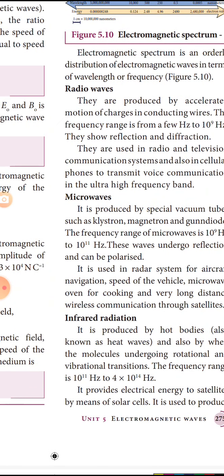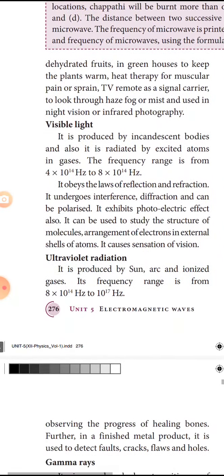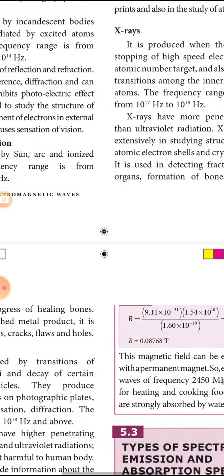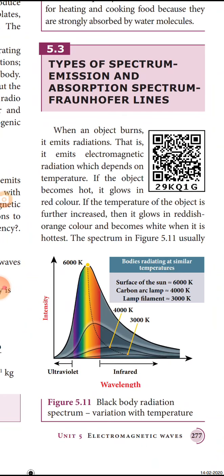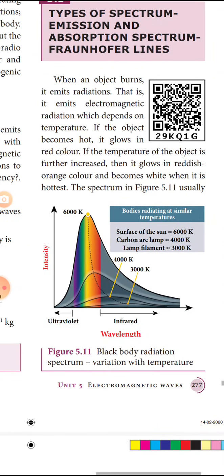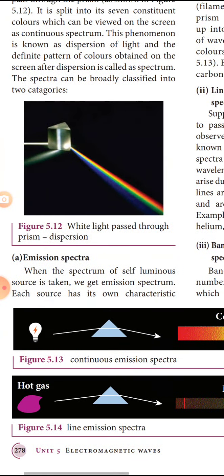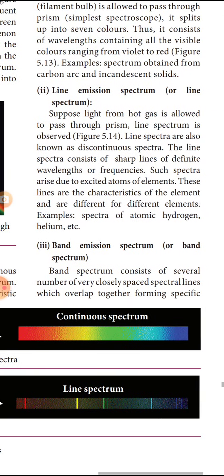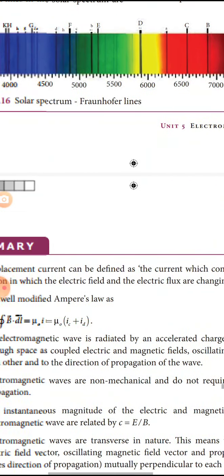And here you are having 7 types of waves. You have to read the uses of each and every wave: radio wave, microwave, infrared radiation, visible light, ultraviolet radiation, X-rays, etc. And next comes types of spectrum. There are 2 types, emission and absorption spectrum, and Fraunhofer lines. And you have already read about emission spectra. Also prepare absorption spectra and what are Fraunhofer lines.